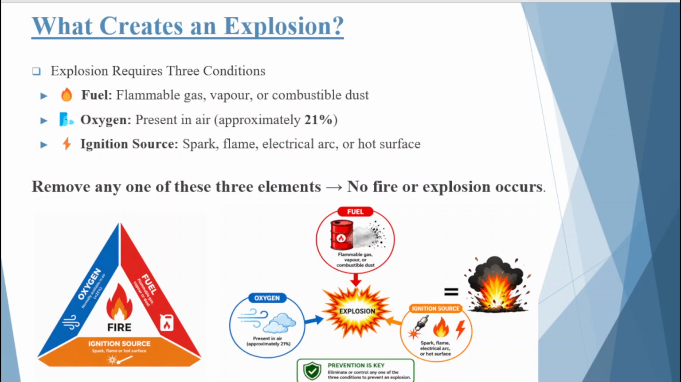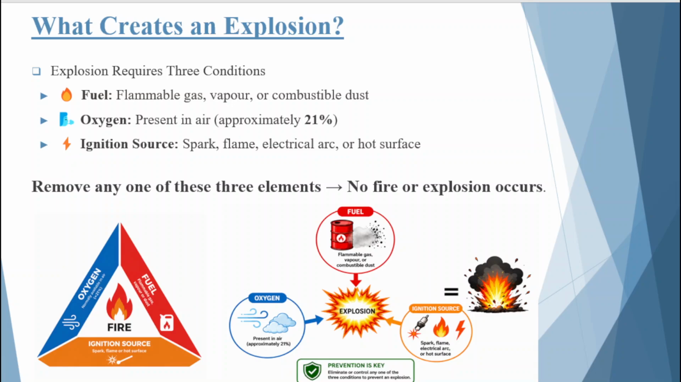The second element is oxygen. In most industrial situations, oxygen is supplied by the surrounding air. Since air contains about 21% oxygen, it is readily available in almost every environment.